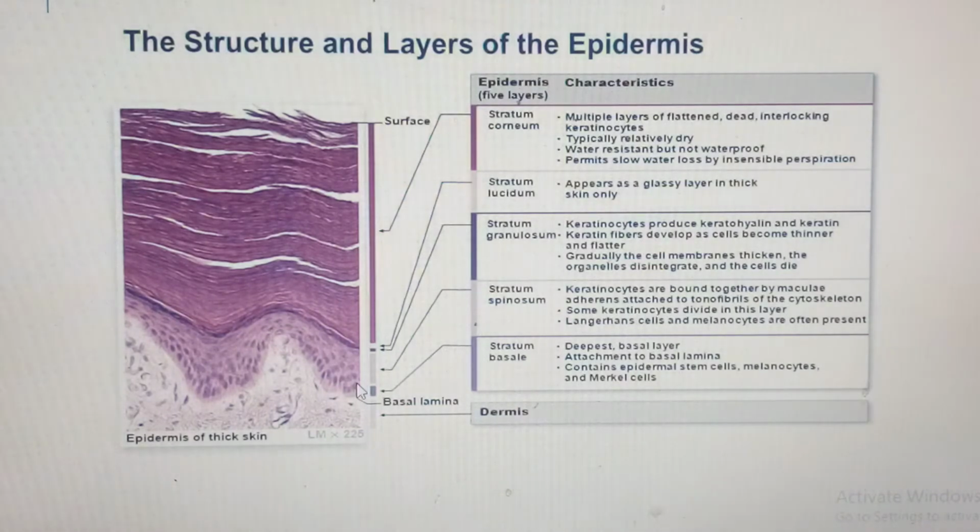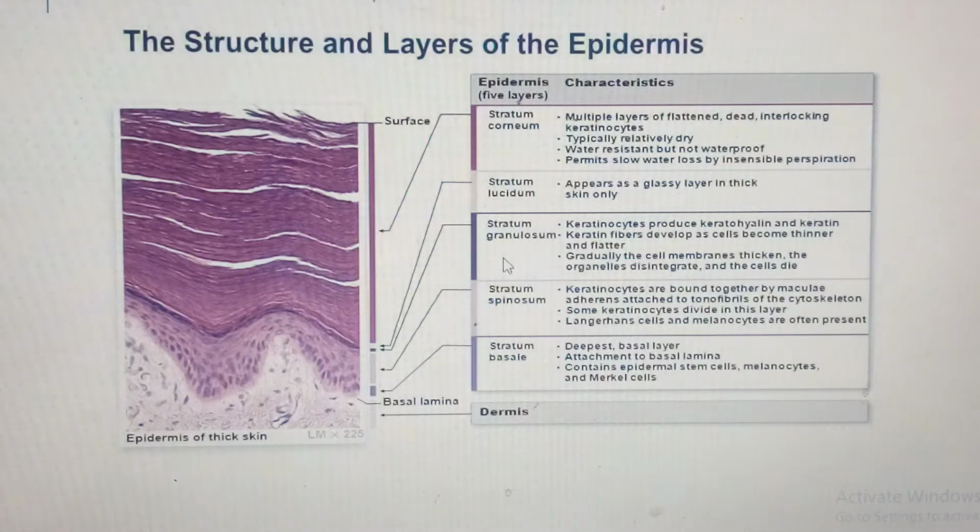Okay. Now, frequently we also see what we call Langerhans cells. Langerhans cells will be found in the stratum spinosum. But sometimes you may also see some melanocytes moving from the stratum basale into, of course, the stratum spinosum. Okay, so that is what I want you to know. Then we go to the next layer.